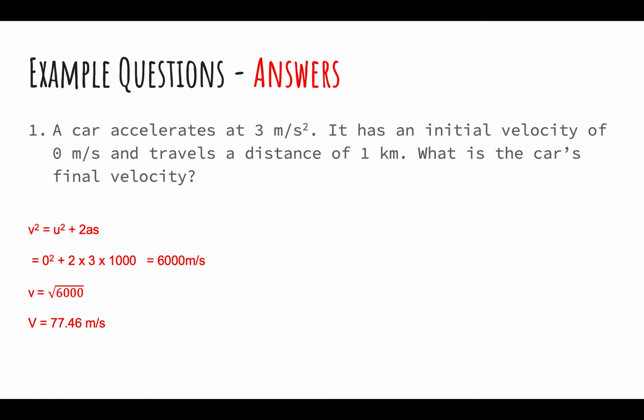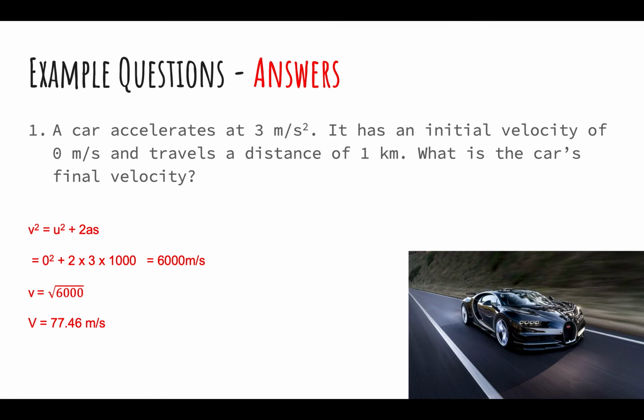Okay, so the car, when it accelerates over a kilometer, is doing 77.46, rounded to 2 decimal places, meters per second. So nearly 100 meters per second. That is really very quick, but understandable when you're talking about a car. Okay, so here's an example of a car that could do such speeds. So this is a Bugatti Veyron. It's the fastest road car around, and I think its top speed is about 300 miles per hour, something in that region. So this value here of velocity is a reasonable value.